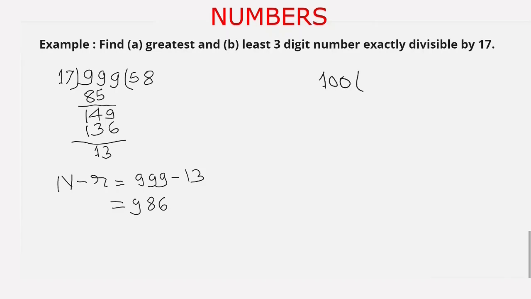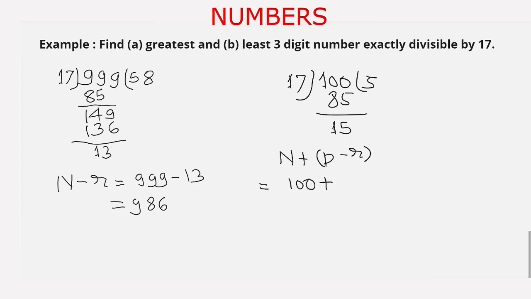So we divide 100 by 17, and 17 times 5 is 85. We get 15 as remainder, and now n plus p minus r, that is our formula for solving such type of question, and here n is 100 plus p is 17, which is divisor, minus remainder is 15, and this is 100, and 17 minus 15 is 2, so 100 plus 2 is 102.